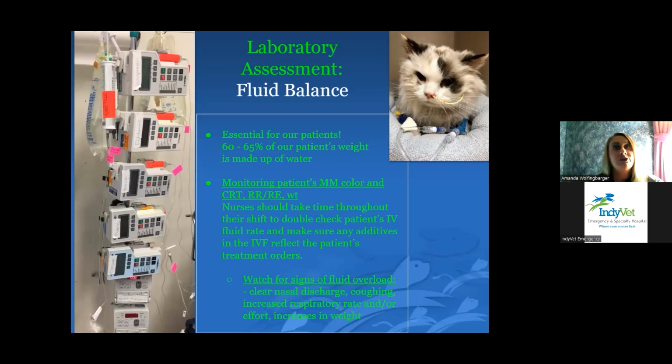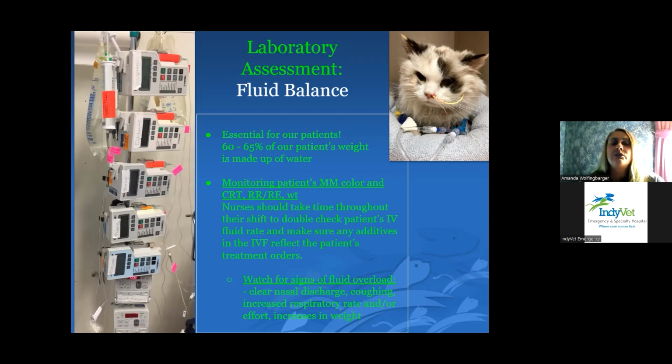So just an easy way to help us keep track of this. It is a small thing, but again, this is where we as nurses are the eyes and ears and the advocates for our patients and our doctors, is just monitoring their mucous membrane color, their CRT, respiratory rate, respiratory effort, and their weight. A lot of times, especially if it's a patient with a heart murmur or a patient at risk of fluid overload, we'll do more than Q12 weights, Q6 to Q8 hours, to see how big of a change they are holding on to that fluid.